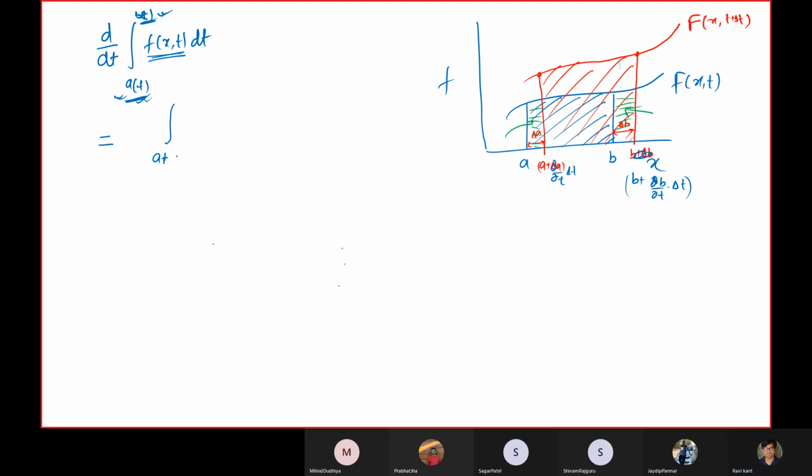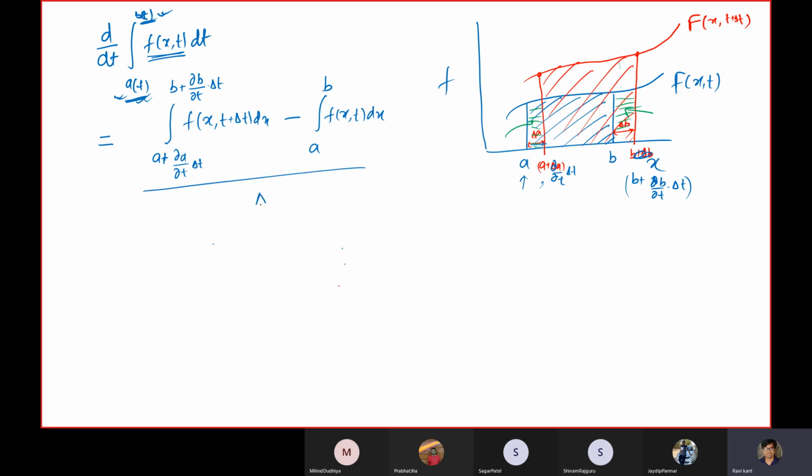So a plus, and essentially the increment is delta a only, right? Because dt goes, but this is the way we should write. I mean, function at some value, function at a neighboring value. So a plus dou a by dou t times dt. This is the advancement, b plus dou b by dou t times dt. Okay, and the advanced function at t plus delta t, dx, minus the previous one, right? So what is my previous one? f(x, t) dx, from a to b, divided by delta t, and the limit delta t tends to 0. So this is your integral. You could write this integral in this form, right?